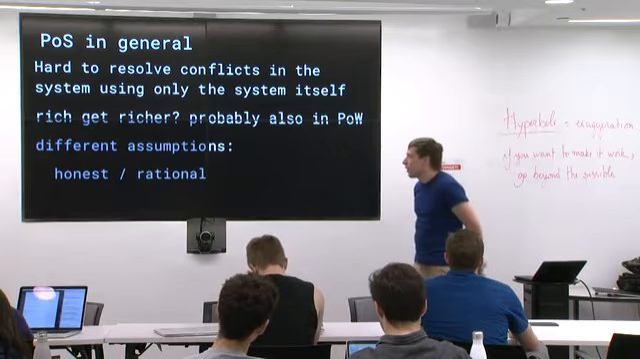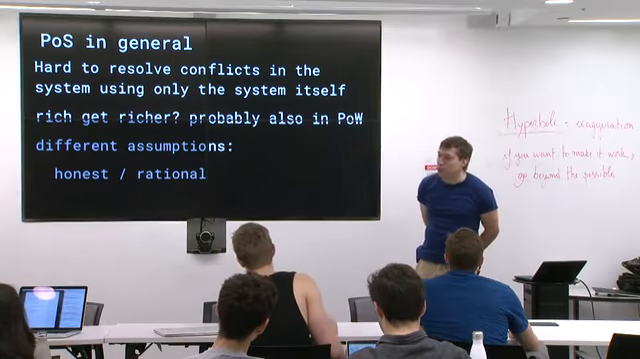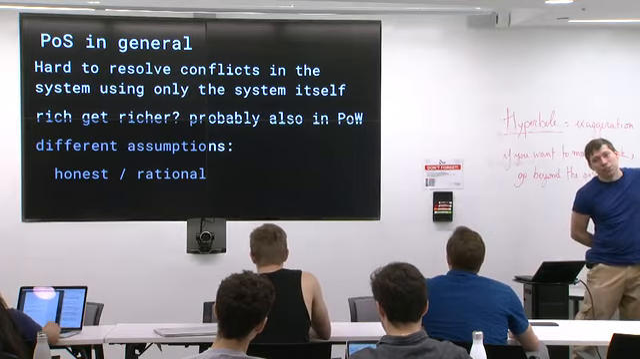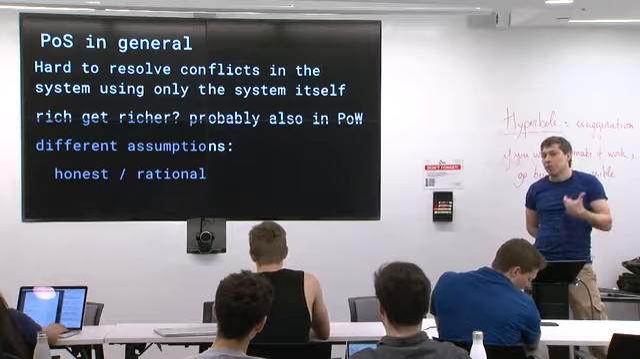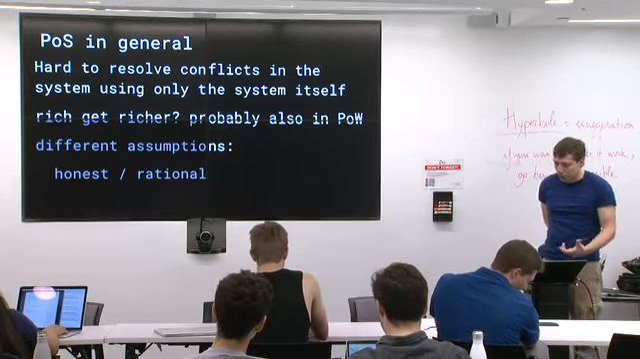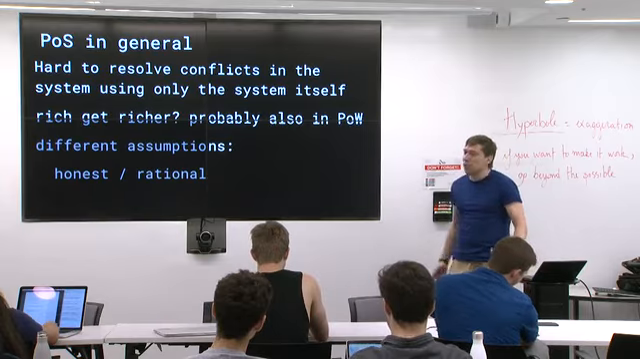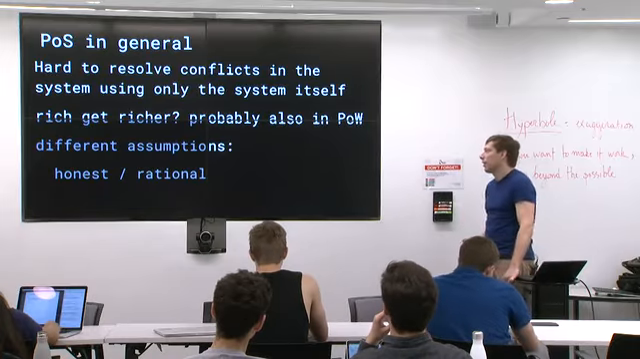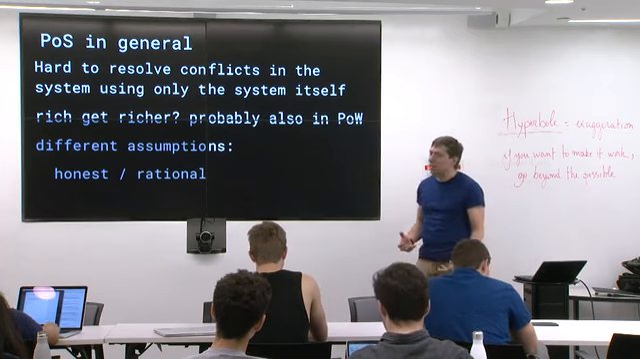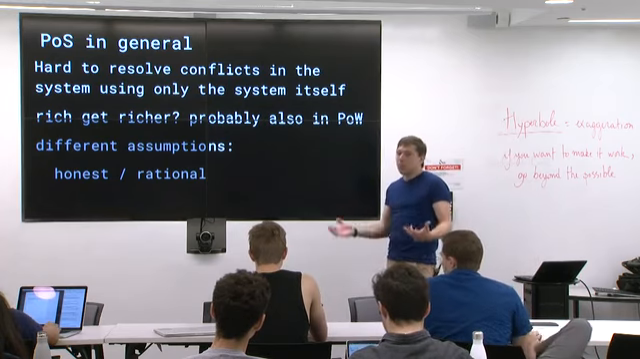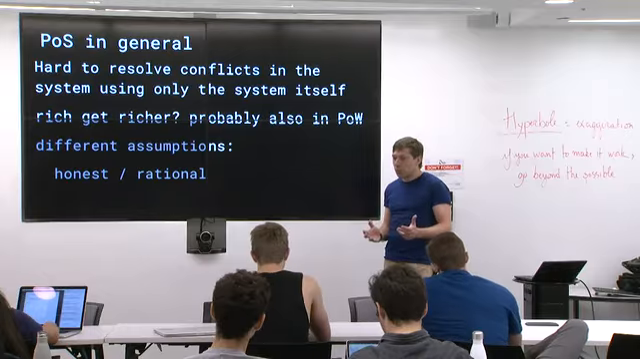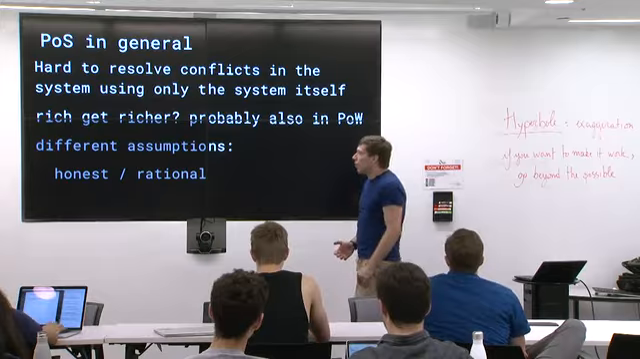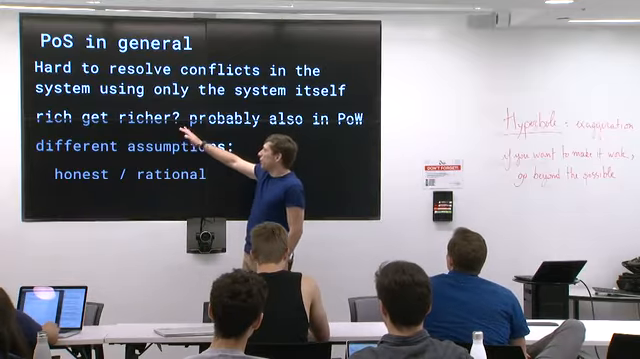Okay, so proof of stake in general, it's hard to resolve conflicts using only the system itself. Proof of work has this really nice property where it's taking something from the external world, be it CPU time, be it chips, and using that to get a sort of dead reckoning on the system itself. That's nice. With proof of stake, the really difficult part is it's a closed system. You're trying to resolve conflicts within the system using no external data. That's really hard.